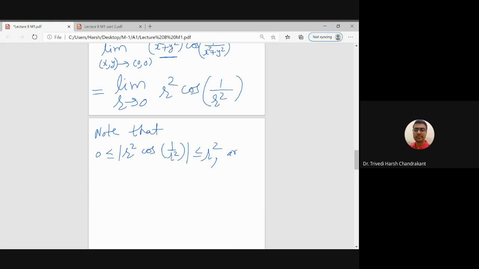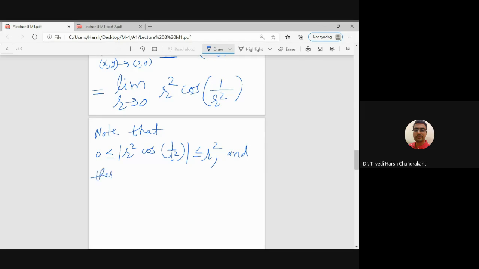And therefore, by the squeeze theorem or sandwich theorem, we get that the limit as r approaches 0 of r squared cosine of 1 upon r squared equals 0.